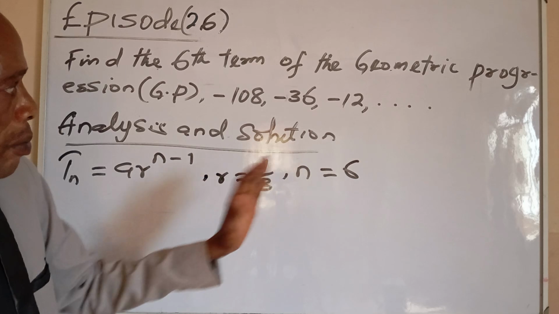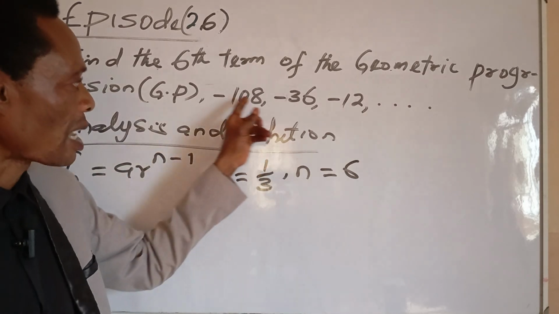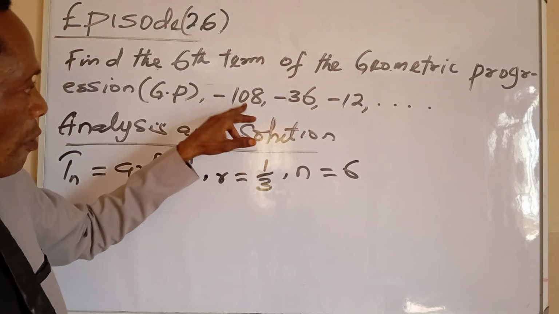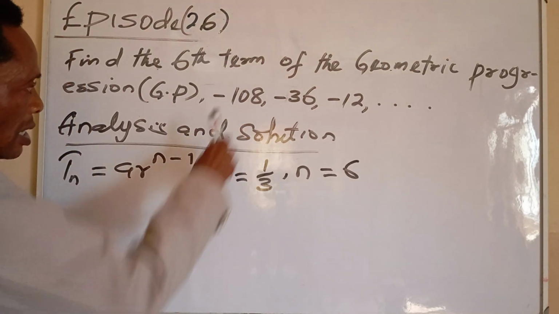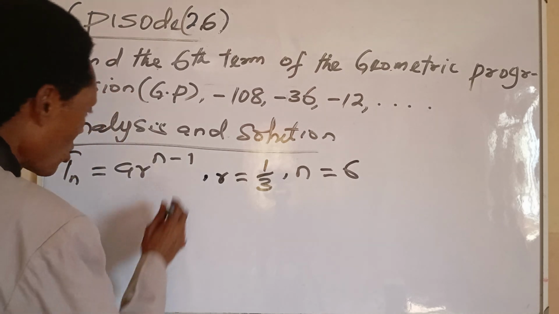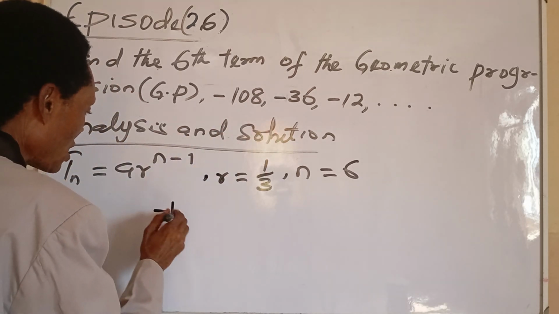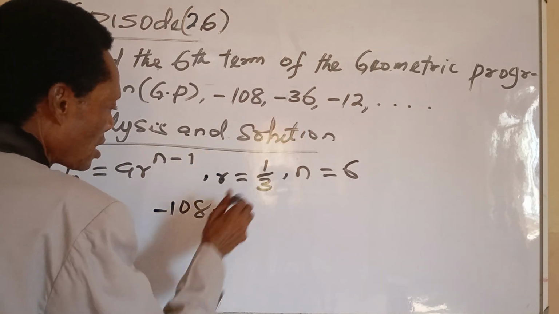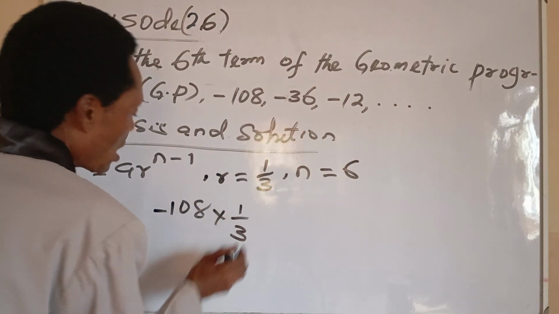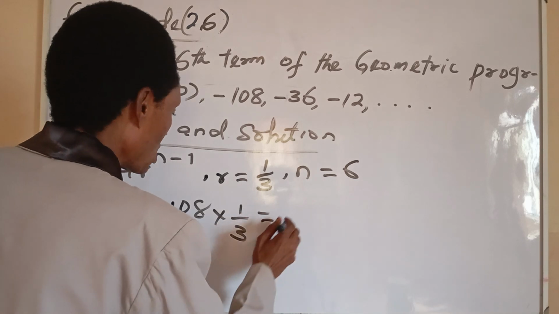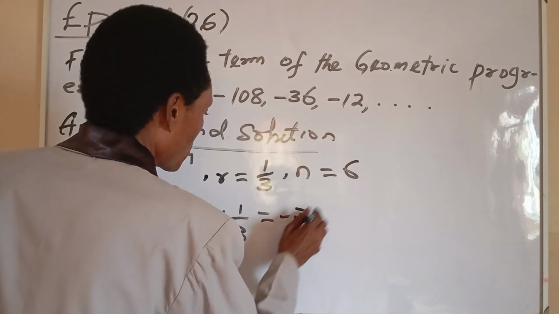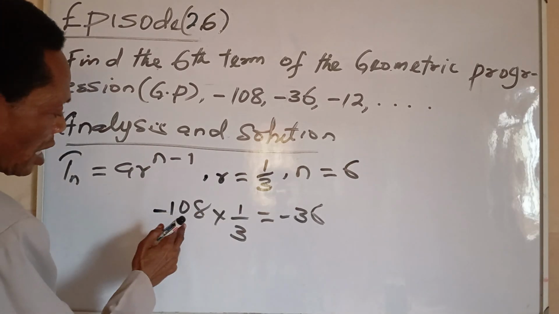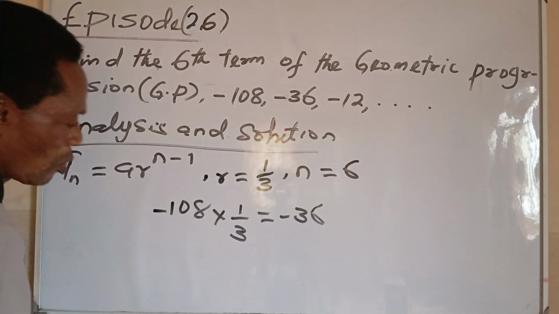instead of multiplying. In generating the sequence of a GP, if your first term is 108, then to get the second one, look at how to generate it. To generate the second term, multiply the first term by the common ratio, and what it will give you is minus 36, because 3 into 108 will give you 36. So that is just it.